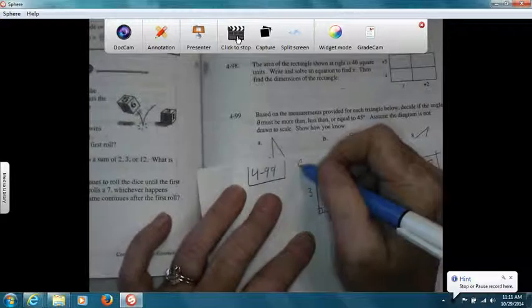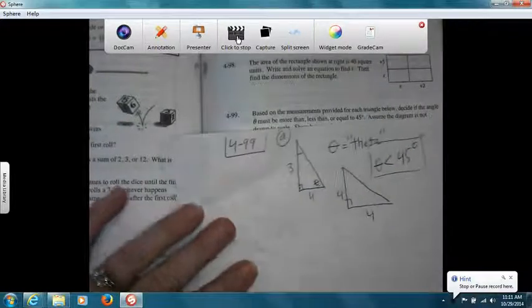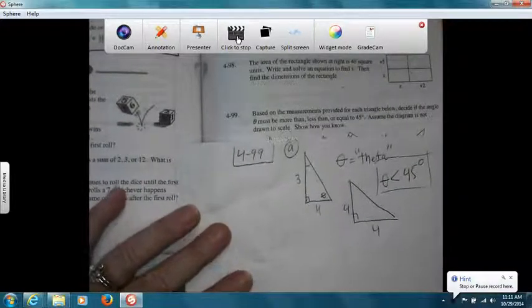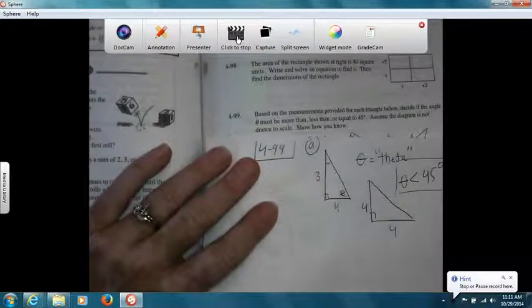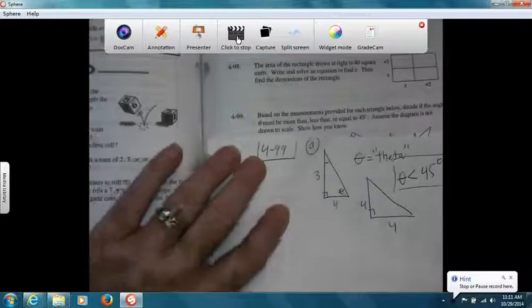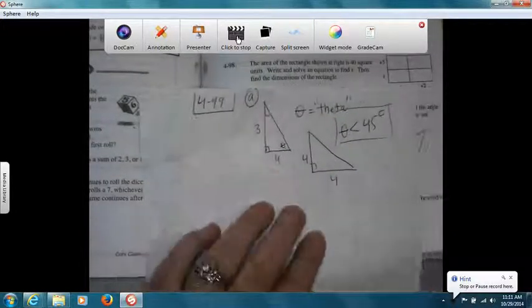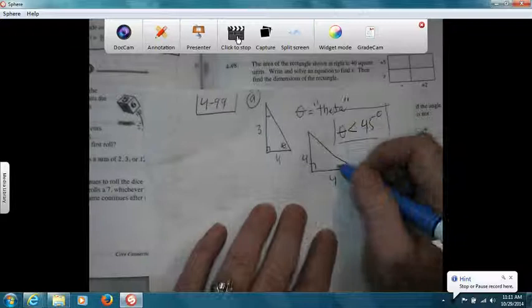Less than. Do we have to explain or something? That is your explanation. Theta is less than. Does it say show? It says show how you know. So I kind of showed this. I'm going to go with what I already wrote here.